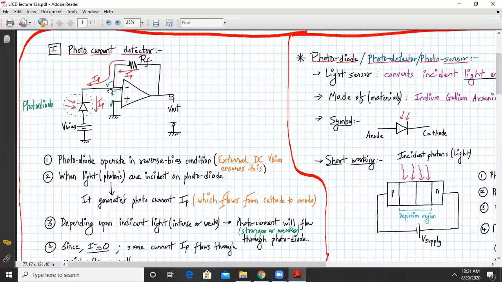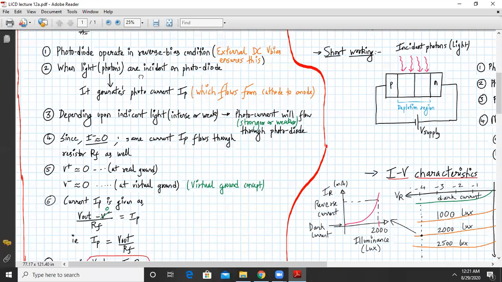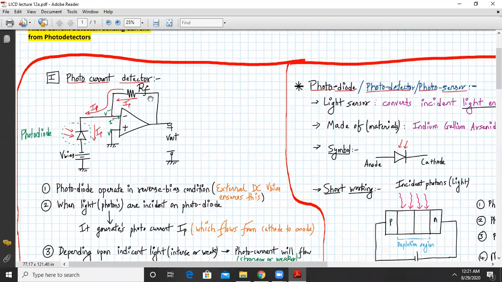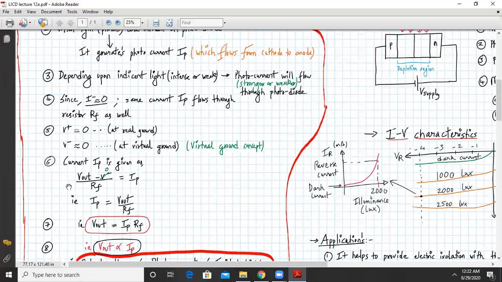By virtual ground, since this is using negative feedback, the op-amp is working in the linear mode of operation. So we can apply the virtual ground concept, and here by virtual ground, V minus is also approximately equal to 0. Okay, so the current IP over here is given by V out minus V minus upon RF. I repeat, current IP is given by V out minus V minus upon RF. That's what we have written here. V minus is 0 because of virtual ground.